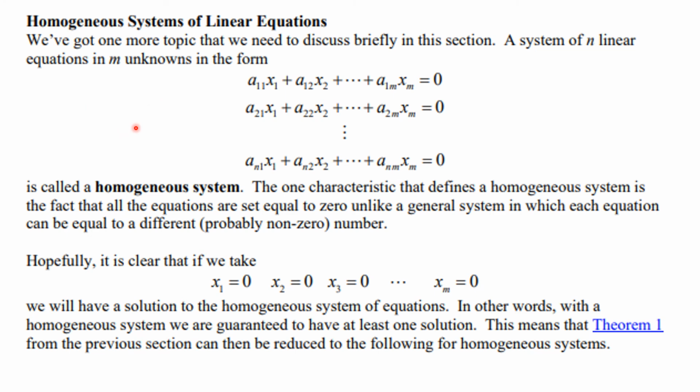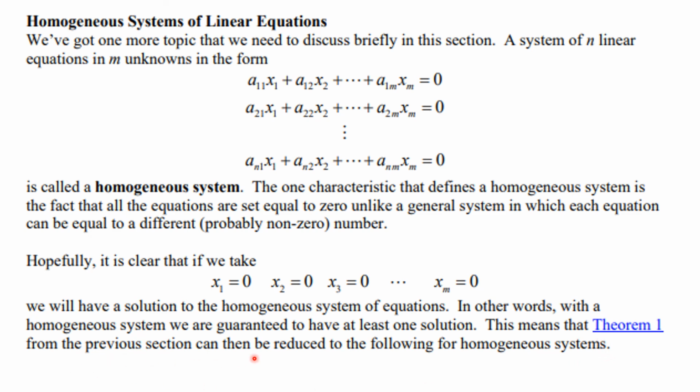Now, there's one more topic that we want to discuss before we close off this particular lecture, and that is, suppose you have a system of n linear equations in m unknowns, but they're of this form, and that's all equal to 0. We call this a homogeneous system. The one characteristic that defines a homogeneous system is the fact that all the equations are set equal to 0. Now, it should be clear to you that if all of these x's are zeros, that is going to be a solution. In other words, with a homogeneous system, we are guaranteed to have at least one solution.